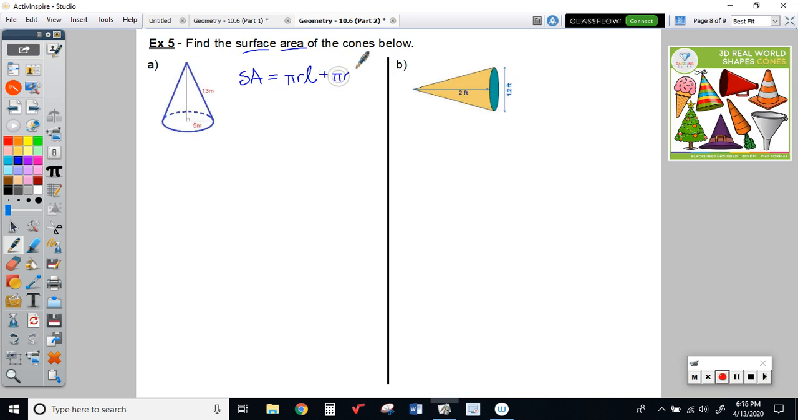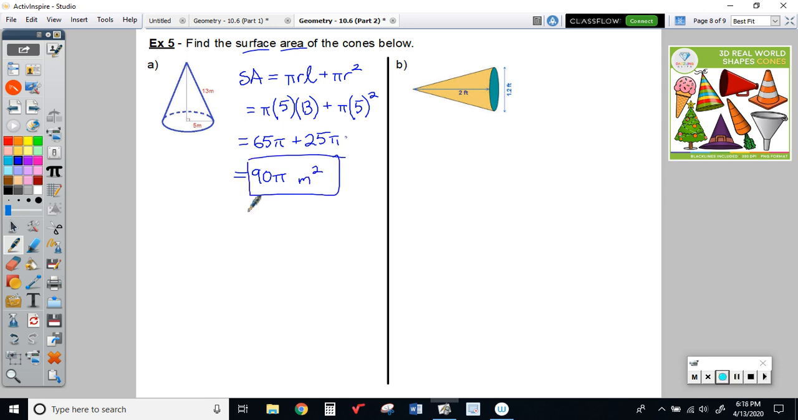Writing out that formula in general first, I think that's always your best bet with these kinds of problems, and then plugging in what you know to calculate what you don't. This is going to be pi times 5 times 13. That stuff is directly given to me there. Radius is 5, slant height is 13, plus pi times 5 squared. This becomes 65. So you have 65 pi plus 25 pi, and this would be 90 pi. Combine like terms, meters squared for your units.